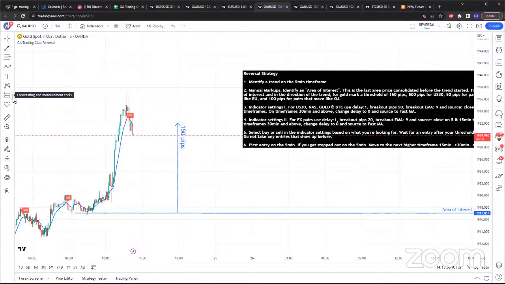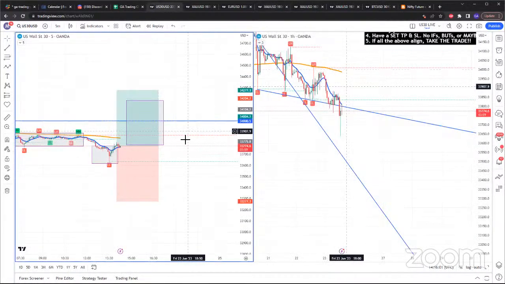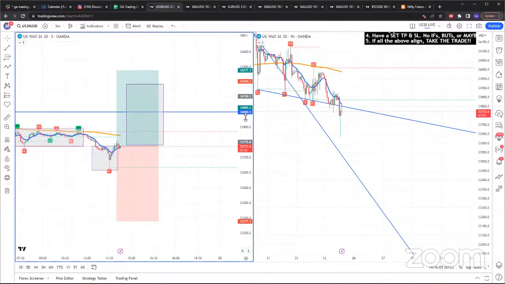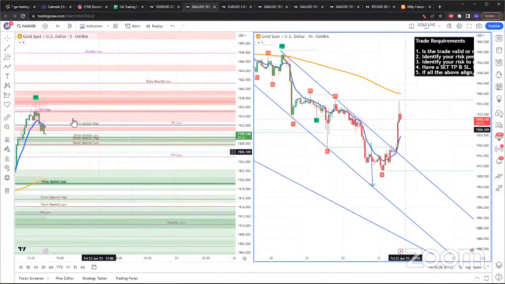Okay. So this should be a valid sell on gold. Now, what areas are we looking at for gold? I hate how US 30 is just ranging at this point. This is why I don't like trading on Fridays.